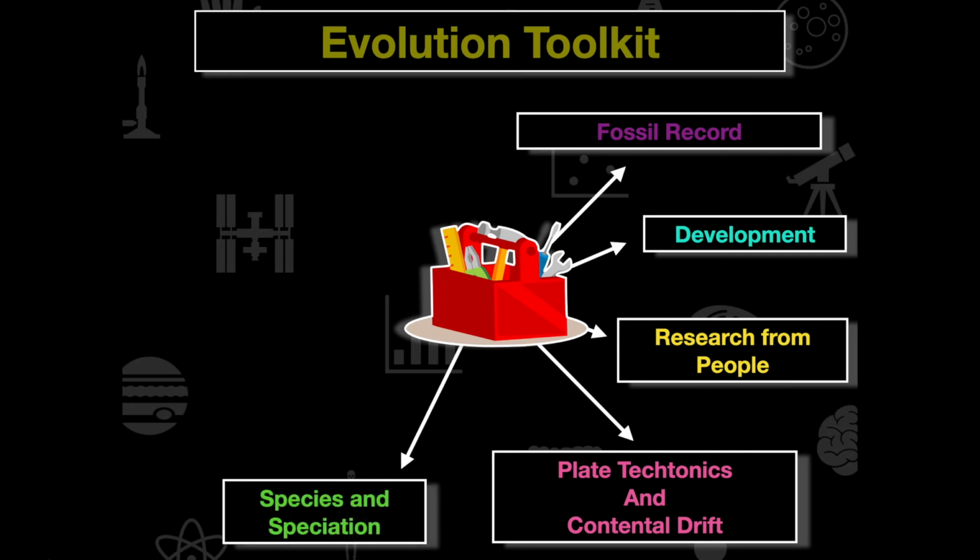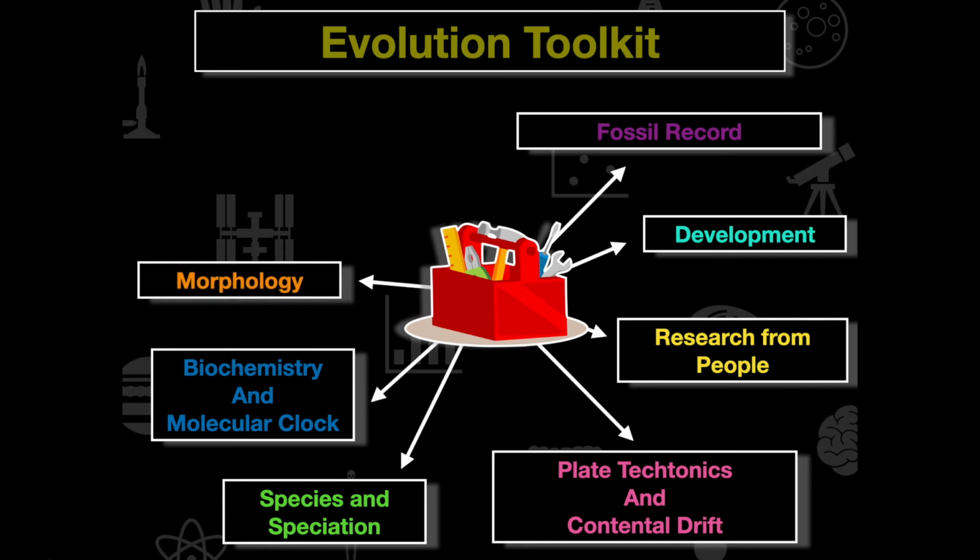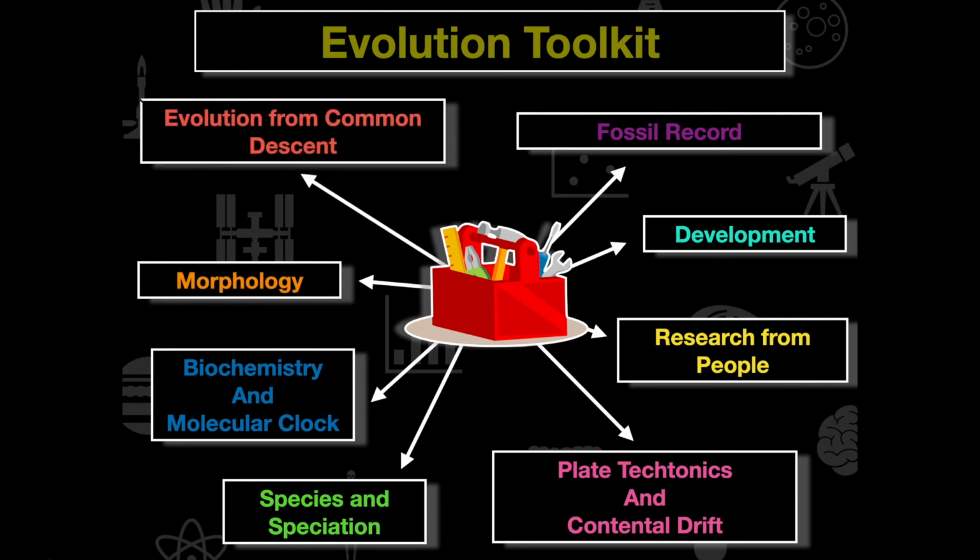If we go a little bit further, we can delve into species and speciation. We can also look at biochemistry and the molecular clock of organisms. We can also look at the morphology of organisms. And then lastly, we can look at evolution from common descent. All of these categories create a toolkit which allows us to create evidence to show that evolution has occurred.